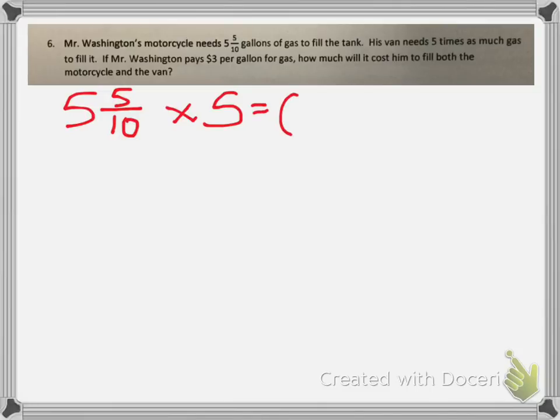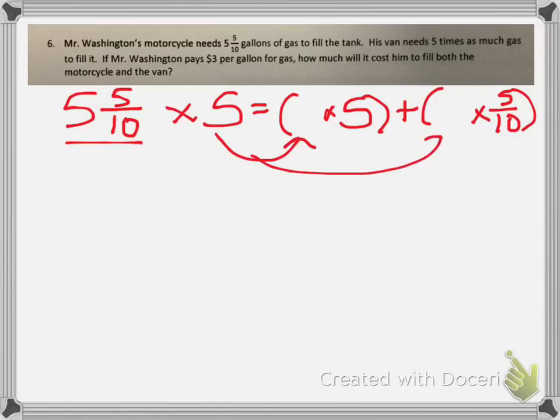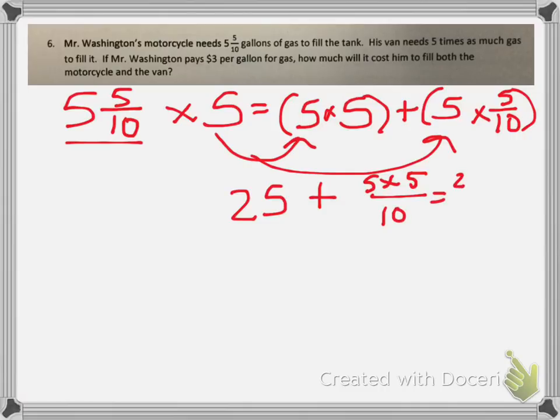Okay, we're going to do the distributive property. So let's get our parentheses going. Okay, I need to split up this mixed number. So 5 wholes is going to go there, and 5/10 is going to go here. There's going to be a multiplication sign in there. And then I need to distribute this 5, multiply it times each parentheses. 5 times 5 equals 25, plus we have 5 times 5 over 10. That equals 25 tenths. Okay, we're not done.